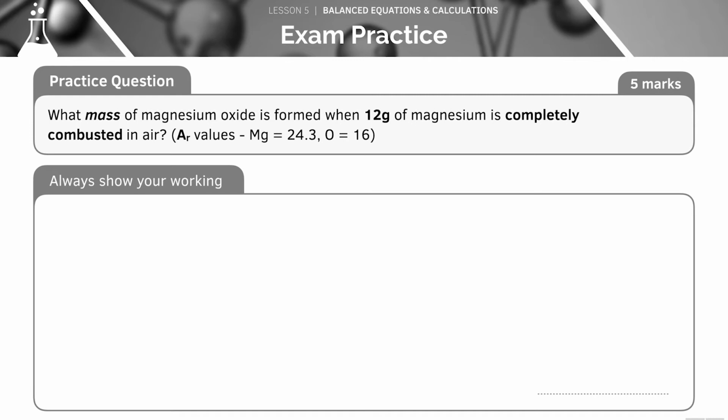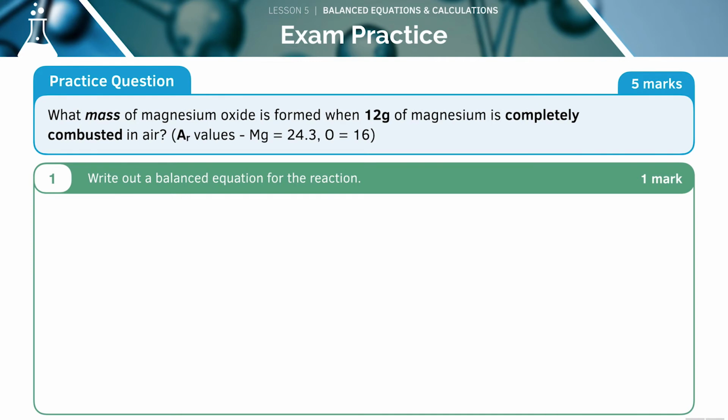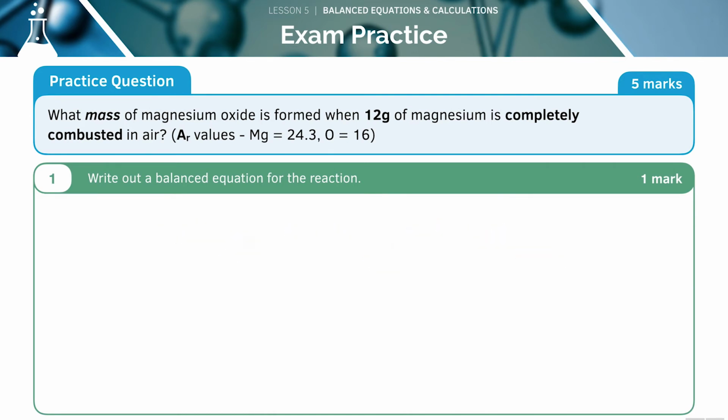Let's try this practice question. Pause the video now to have a go at this question. The answer to this question is 20.15 grams. Let's see how we got there. First, we need to write out the balanced equation. So here we would write 2 Mg, which is solid, plus O2, which is a gas, goes to 2 MgO, which is also a solid.